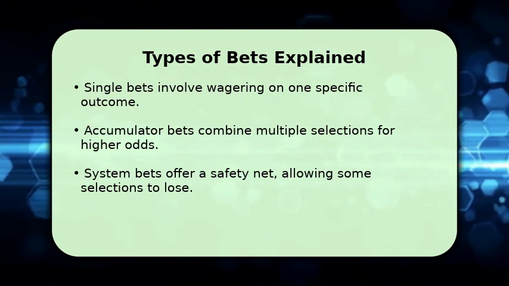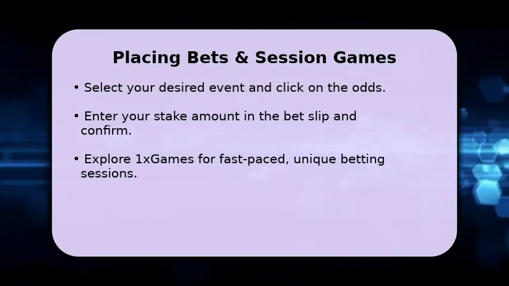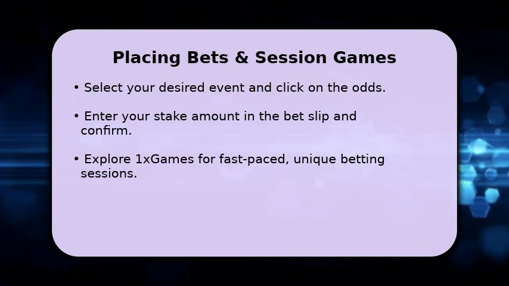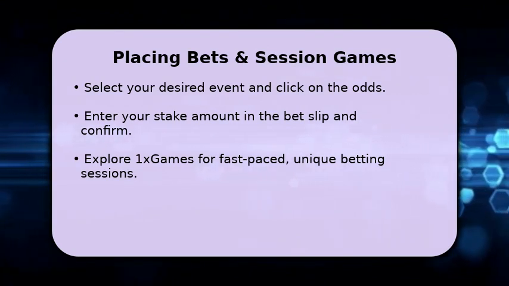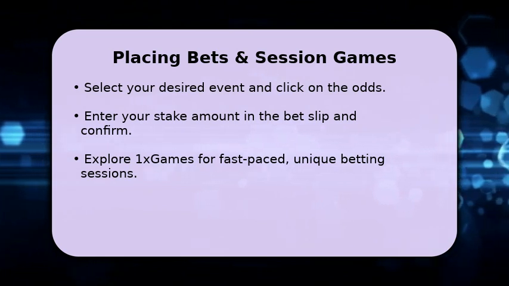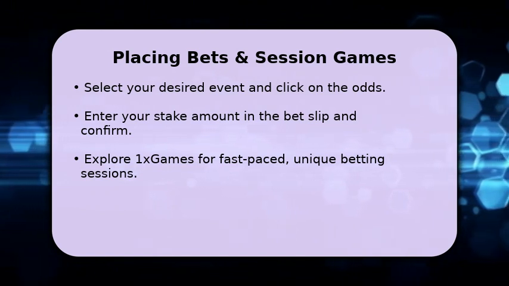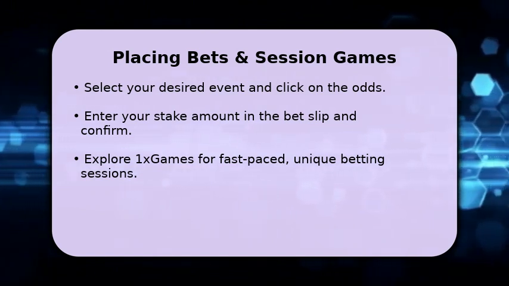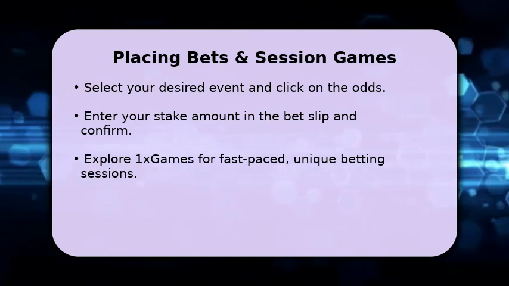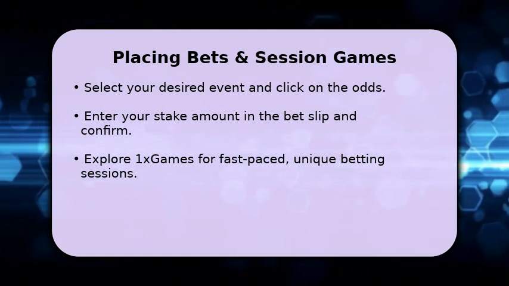To place a bet, simply select your chosen event and click on the odds for your desired outcome. This adds your selection to the bet slip, usually on the right side of your screen. Enter the amount you wish to wager, review your potential winnings, and then confirm your bet. For quick, engaging experiences, check out 1xGames, which include exciting options like Aviator or Mines, offering rapid-fire betting rounds.